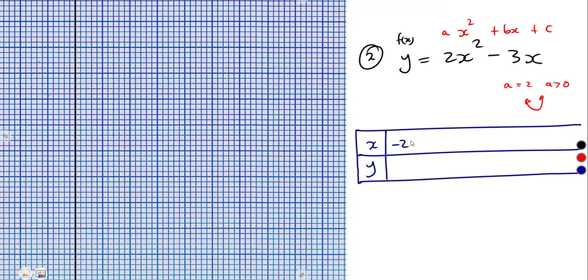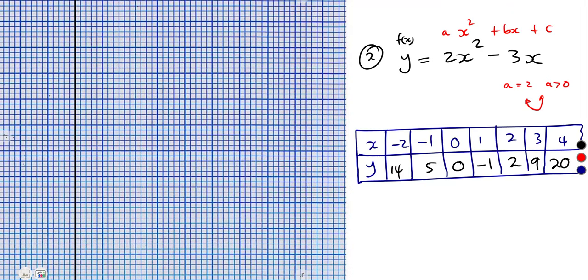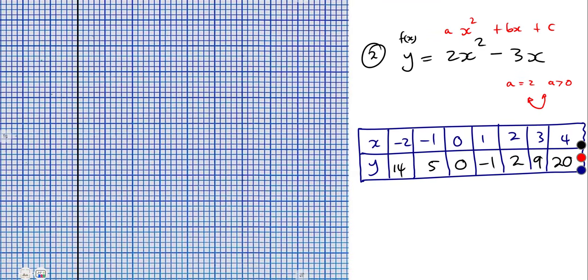From -2 up to +4: -2, -1, 0, 1, 2, 3, up to 4. Something like this. And the output values, which are the y values, let's say this is 14, 5, 0, -1, 2, 9, 20. So let's say this is what we are given. So I'm going to represent this, and also the scale that we can actually use.